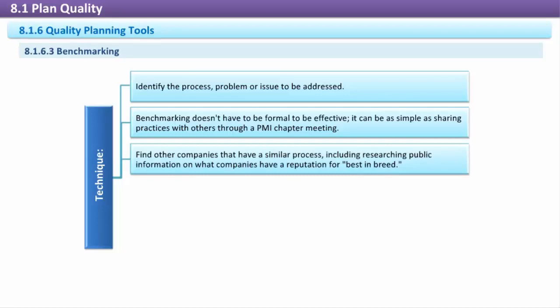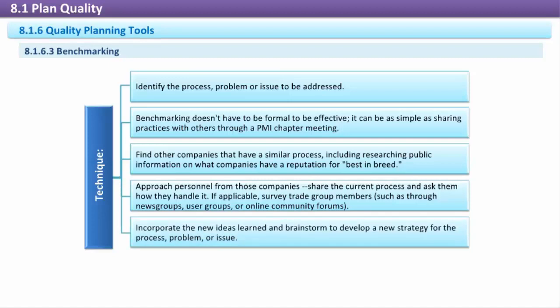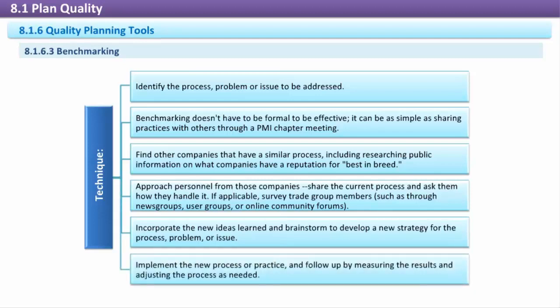Find other companies that have a similar process, including researching public information on what companies have a reputation for being best in breed. Approach personnel from those companies, share the current process and ask them how they handle it. If applicable, survey trade group members such as through news groups, user groups, or online community forums. Incorporate the new ideas learned and brainstorm to develop a new strategy for the process, problem, or issue. Implement the new process or practices, and follow up by measuring the results and adjusting the process as needed.